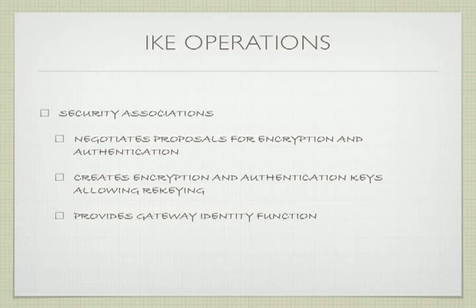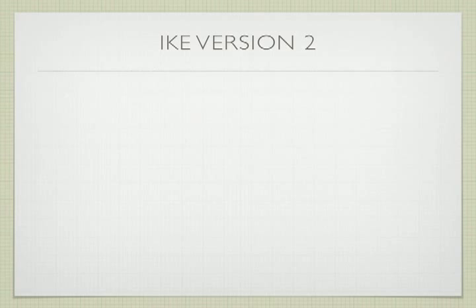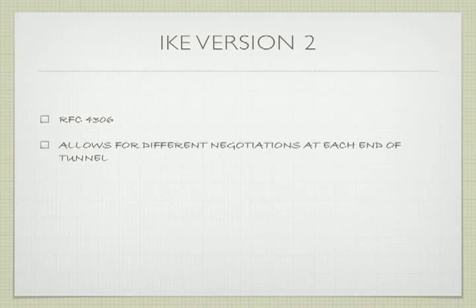And then they're going to provide a way to identify the gateway so that we know this is a gateway we want to accept information from, and that we're associated with. So a security association is connected to the gateway, and not any other gateway. So they have to match. This runs on UDP port 500 for the IP connection operations. In version 2 of IKE, Internet Key Exchange, this is covered in RFC 4306. This allows for different negotiations at each end of the tunnel instead of all of the security associations having to be the same.